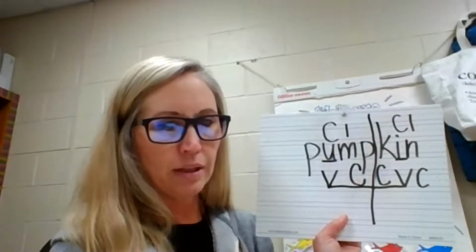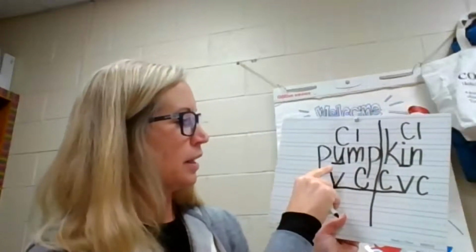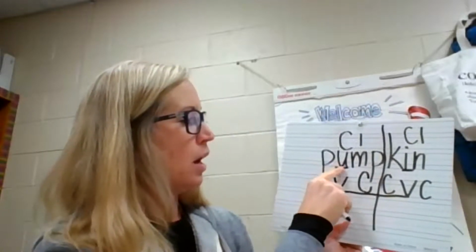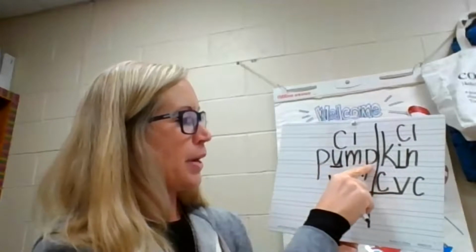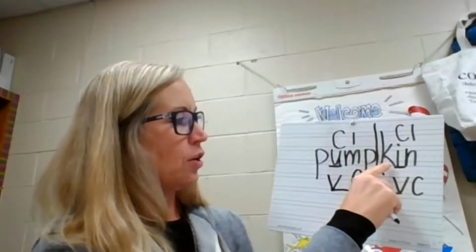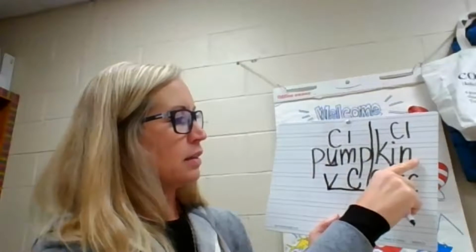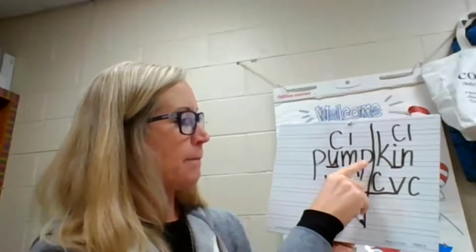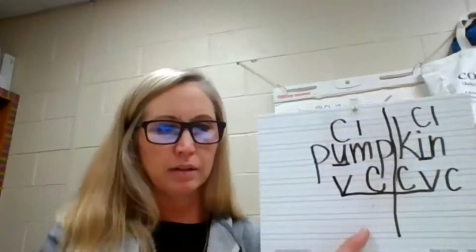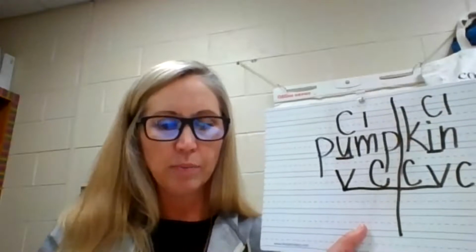Okay, when it's a closed syllable, I know it's a short vowel sound. Let's try to read it. Pump. Let's go over here. Kin. Let's read it all together. Pumpkin, pumpkin. We have a large word, but we can break that into parts and read that really easily. All right, we're going to continue the learning of two-syllable words. That will be something we will practice for a while. So let's continue our learning for today.